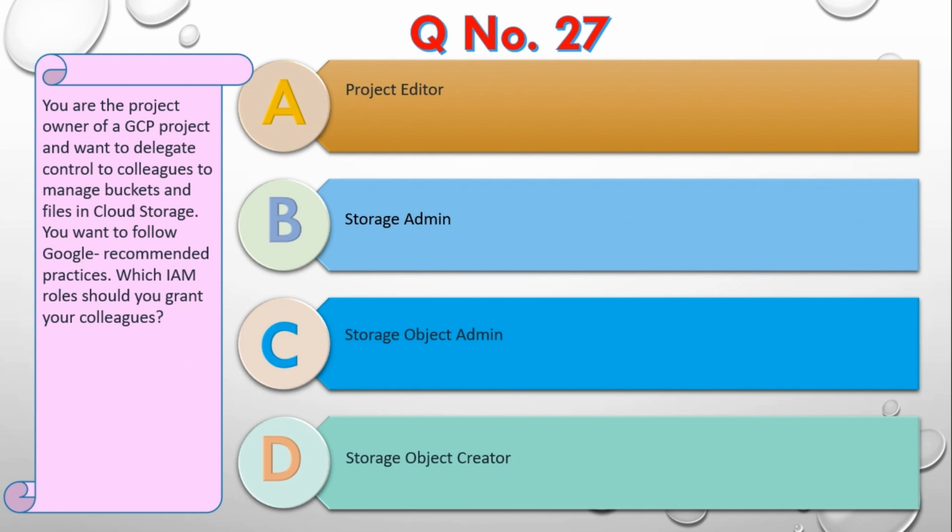Question number 27. You are the project owner of a GCP project and want to delegate control to colleagues to manage buckets and files in Cloud Storage. You want to follow Google recommended practice. Which IAM role should you grant your colleague? A. Project Editor. B. Storage Admin. C. Storage Update Admin. D. Storage Object Creator. Option B, Storage Admin.